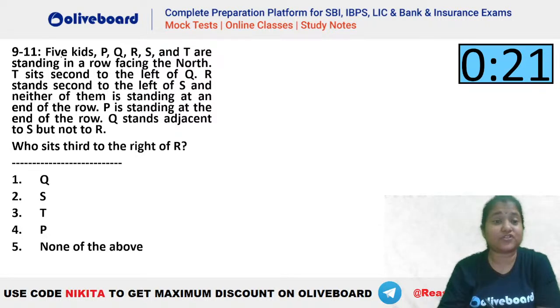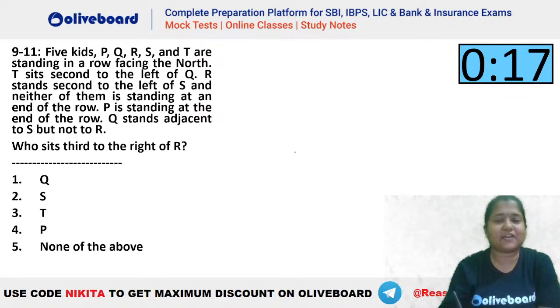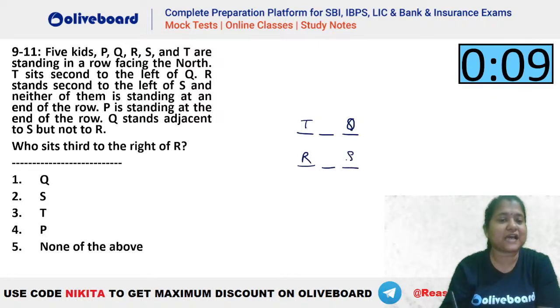Chalo, let's try it out. So 5 kids are standing in a row. Very easy question. T sits second to the left of Q. Okay, so T has to be second to the left of Q. Then R stands second to the left of S. Okay, we have another information, that is R is second to the left of S, and neither of them is standing at the end of the row. That means at least one person here and at least one person here.